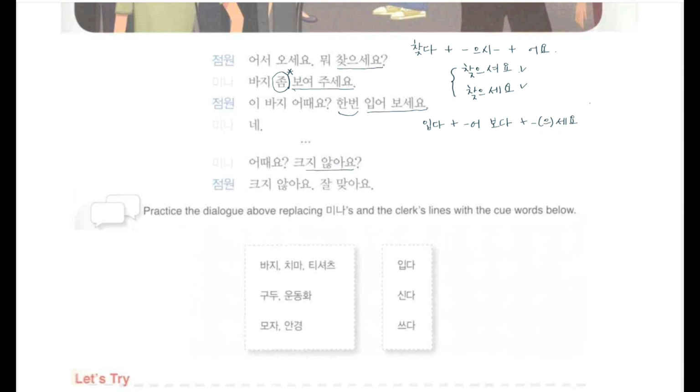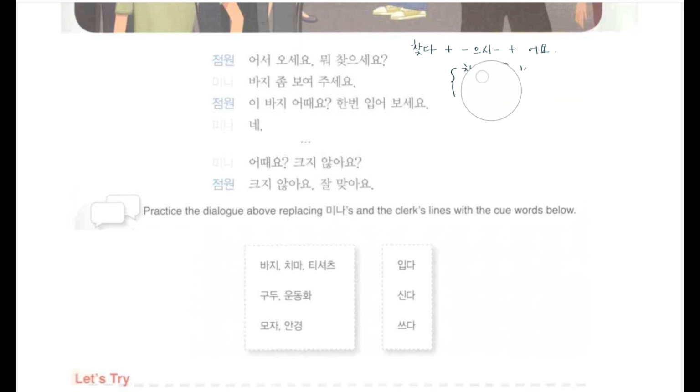크지 않아요 있네요. 크다 plus 지 않다. So isn't it big? So the clerk says 크지 않아요. No, it's not big. 잘 맞아요. 자, 맞아요, base form 뭡니까? 맞다입니다. Also, 잘 means well. So it means it suits well.